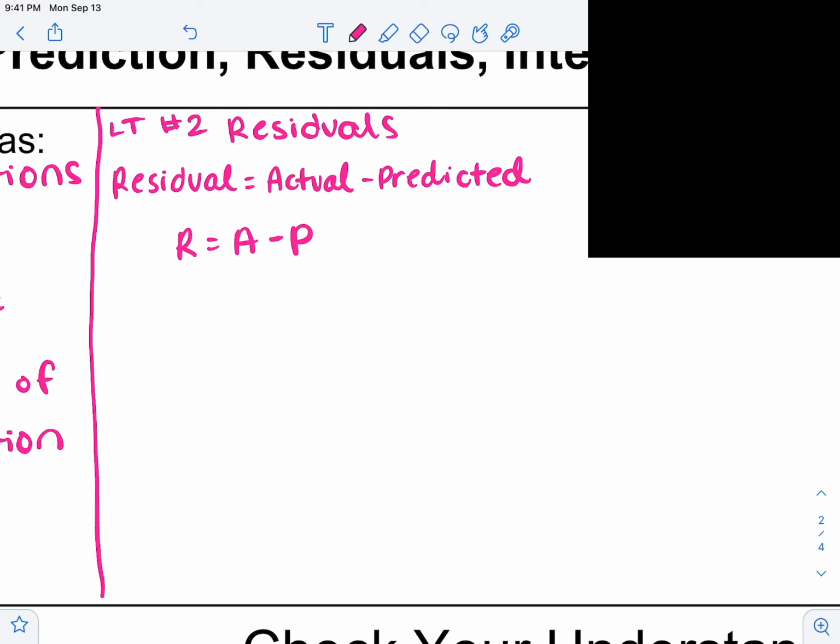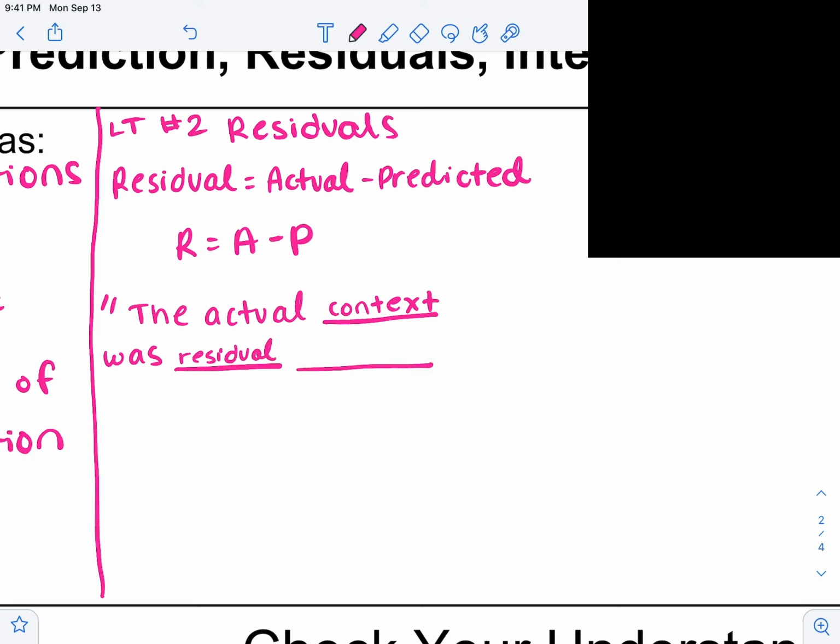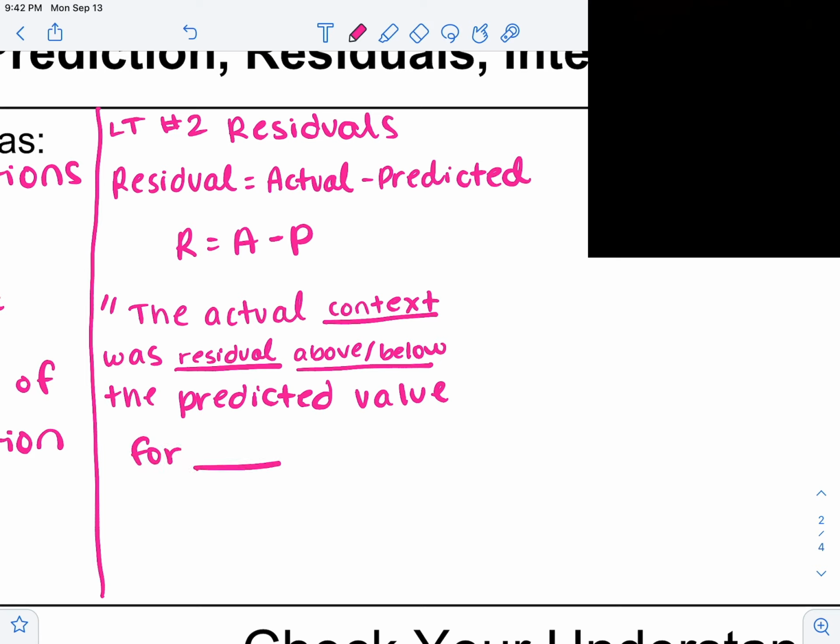And then let's come up with a fill-in-the-blank sentence to interpret these residuals. So we're going to write this fill-in-the-blank. The actual context, so the actual, let's say, distance traveled was 1.3 centimeters above or below. Depends on what you are. So if your residual is positive or negative, kind of like with z-scores, above or below. The predicted value for, and then here's another fill in the blank, x equals number.